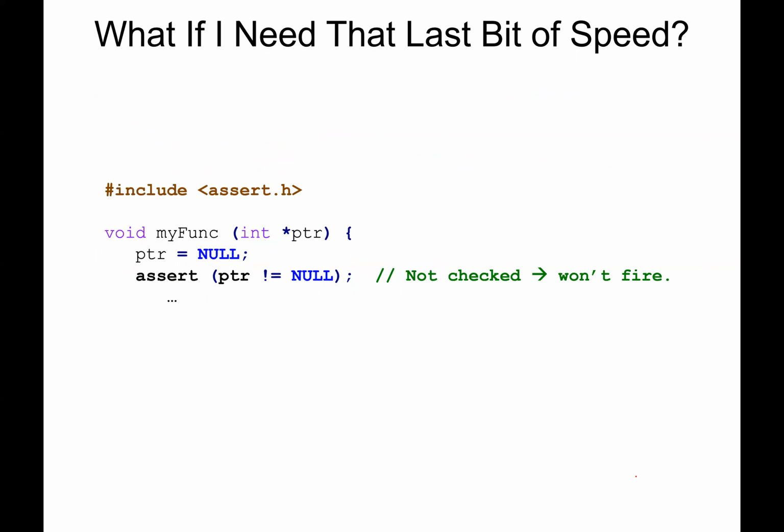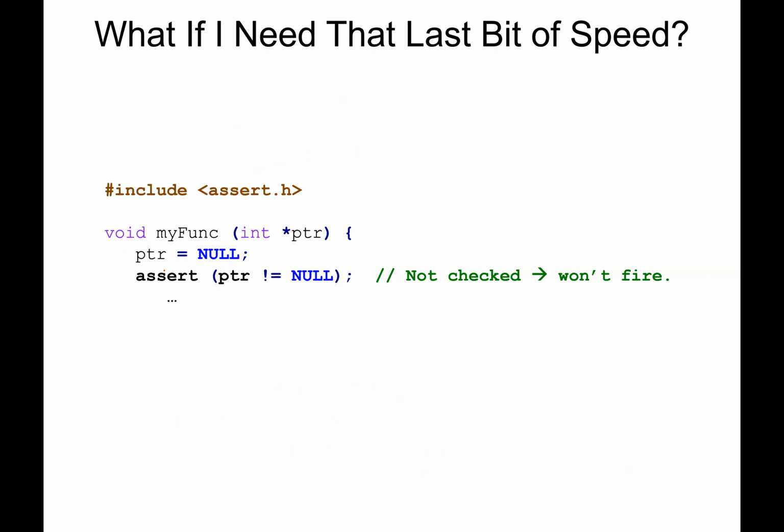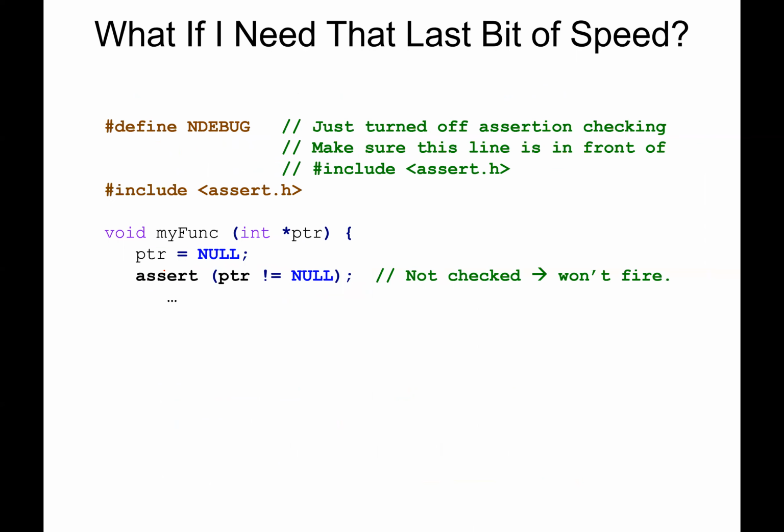You might wonder, what if I need a little bit of extra speed? This is a little bit of extra code. It will slow your program down just a little bit. Usually that's not a concern, but if it was in some key inner loop, you might care. If you define this variable at the top of your file, you turn off assertions.